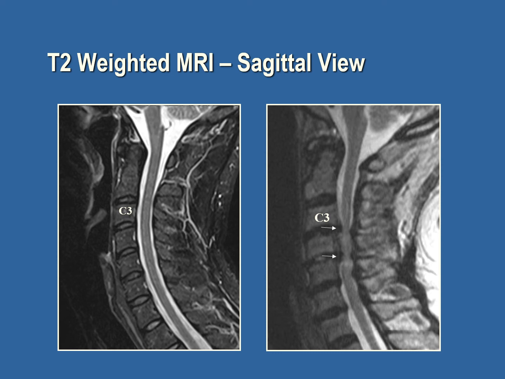Right, on the left, you see a normal T2 weighted sagittal view magnetic resonance image, and you can see the spinal cord, and you can see that area of increased signal posterior and anterior to the cord. The cord is not impinged upon at all. And on the right, you can see that we're dealing with severe spinal cord compression due in part to some of these degenerative changes that have taken place in the spine.